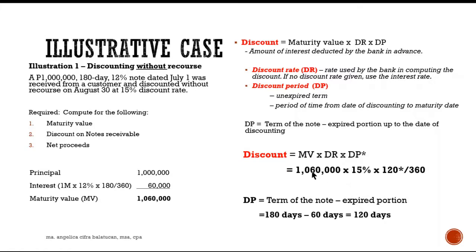So therefore, 1,060,000, which is our maturity value computed here, times 15% discount rate times 120 divided by 360. So the answer would be 53,000. So this is the discount. Okay, so this would be the interest that will be deducted by the bank in advance. Next, we will compute how much we are going to receive from the bank. Di ba pag endorse nato siya sa bangko, releasan ta og kwarta sa bank.